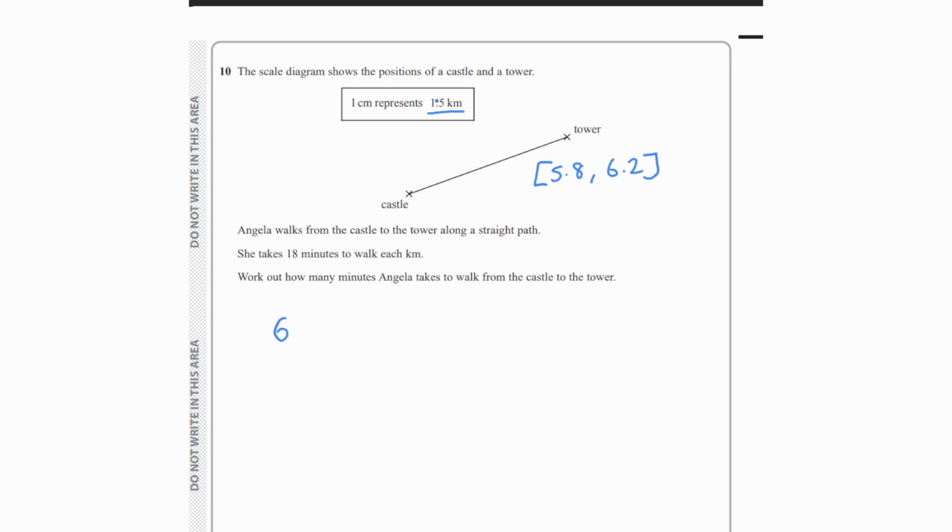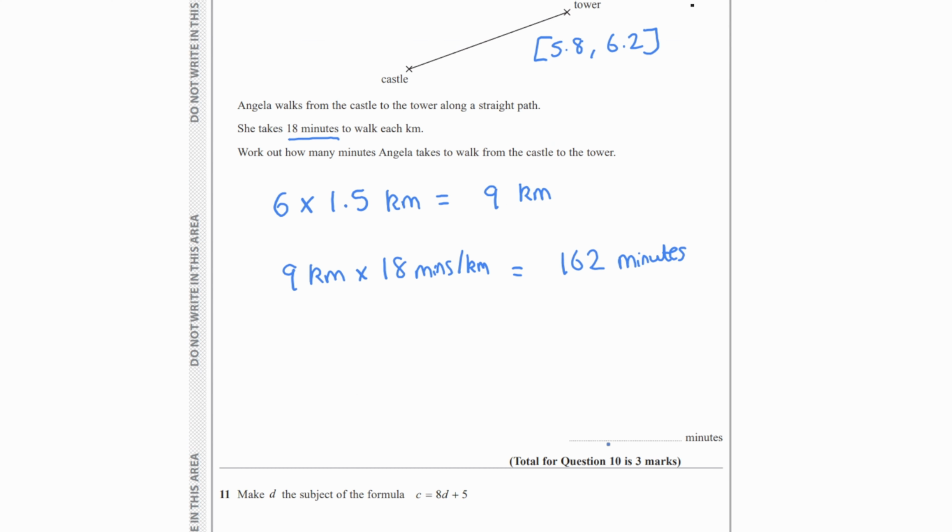And I know that 1 centimeter represents 1.5 kilometers. I've got 6 of those centimeters, so I want to do 6 multiplied by 1.5 kilometers, which tells me that the distance in real life is 9 kilometers. It says that Angela takes 18 minutes to walk each kilometer. I want to do 9 kilometers multiplied by 18 minutes for every kilometer. So I'll do 9 multiplied by 18 on my calculator, and it tells me that it would take her 162 minutes to walk that distance. Just go ahead and pop that in your answer box there. So 162 minutes.